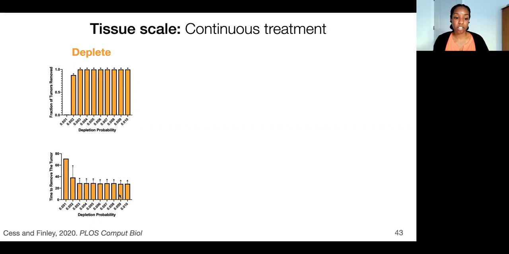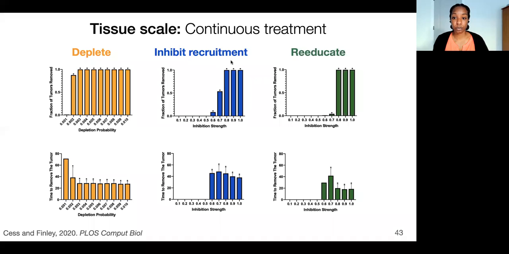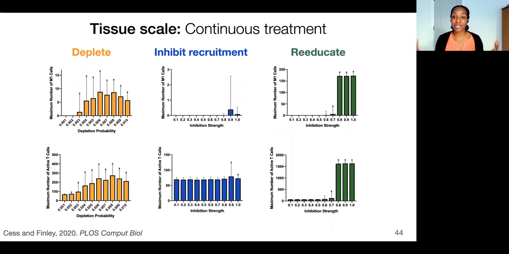And we can also see how long it takes to eliminate a tumor. We can do the same for inhibiting recruitment or re-educating macrophages. The takeaway message is that as we increase inhibition strength at different levels, the treatment strategy is effective in eliminating all of the tumors. And also, re-educating macrophages can eliminate tumors in a shorter amount of time compared to depleting macrophages or inhibiting their recruitment.